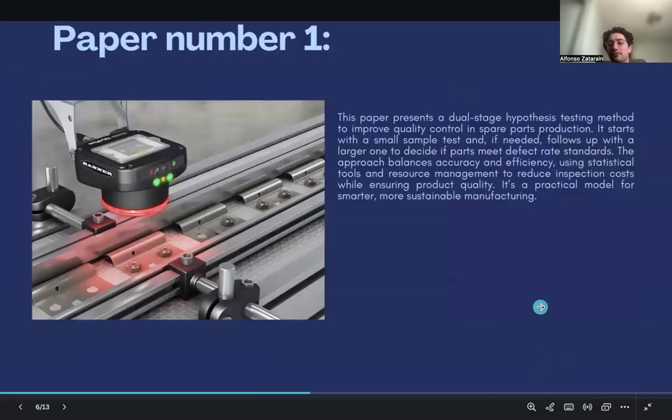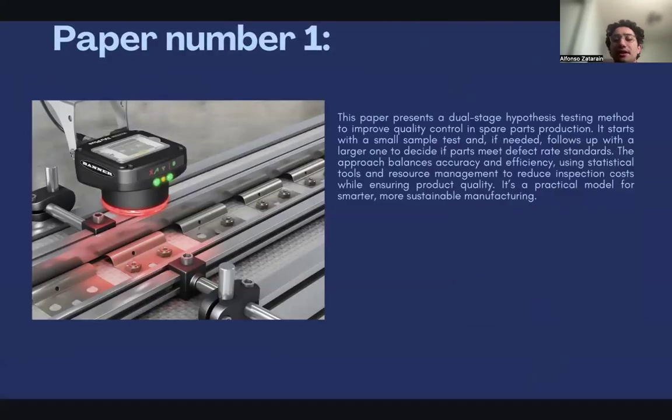Okay, paper one. The first paper I chose or studied is titled Intelligent Quality Control in Spare Parts Production. This paper proposes a dual stage hypothesis testing method to improve how manufacturers decide whether to accept or reject batches of parts based on defect rates. The idea is to test small samples first, and if the results are unclear, we do a second one, which would be a larger test. This helps us reduce inspection cost while still making accurate decisions.